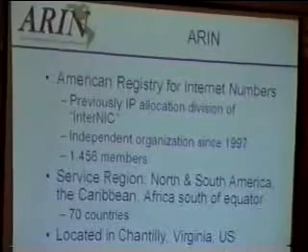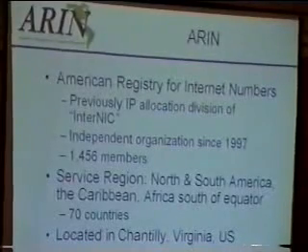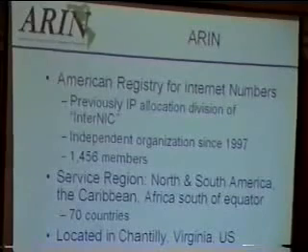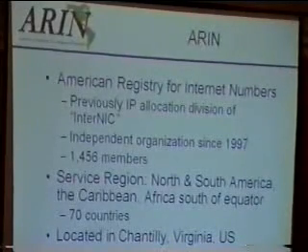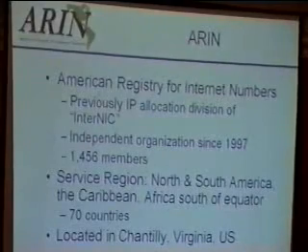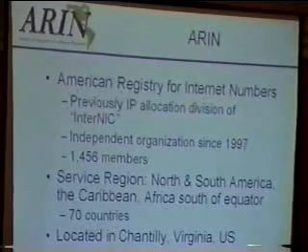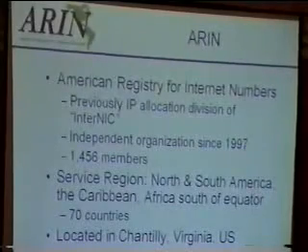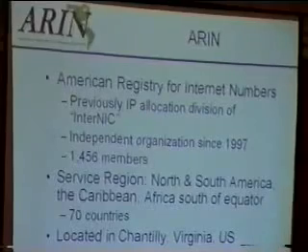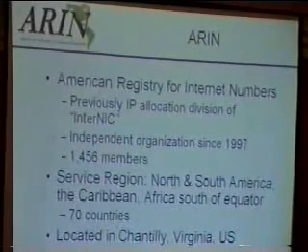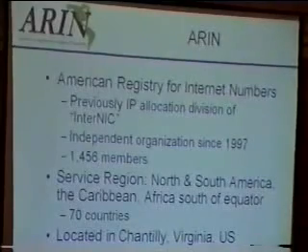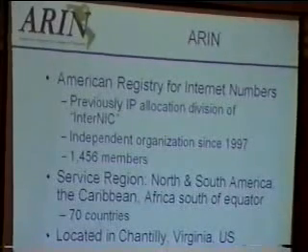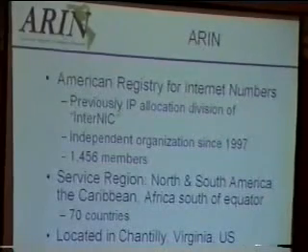Now, ARIN, the American Registry for Internet Numbers, was previously an IP allocation division of the Internet. There was a small group of people that actually registered IP addresses and AS numbers with the Internet. Then in 1997, ARIN became an independent organization. There was an interest by the community to separate domain name registration and numbers registration. The primary reason being domain name registrations were going to become for-profit, and it was not deemed appropriate to make IP numbers registration for-profit since we're dealing with a finite resource.